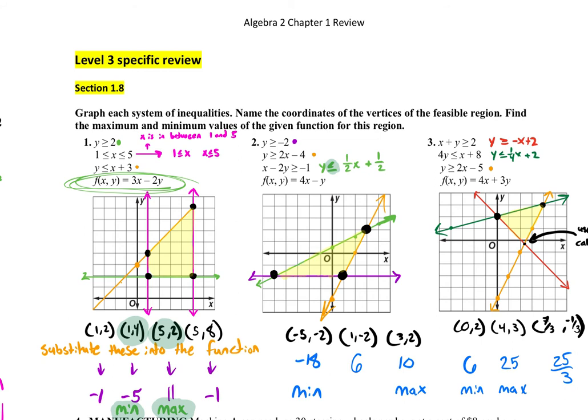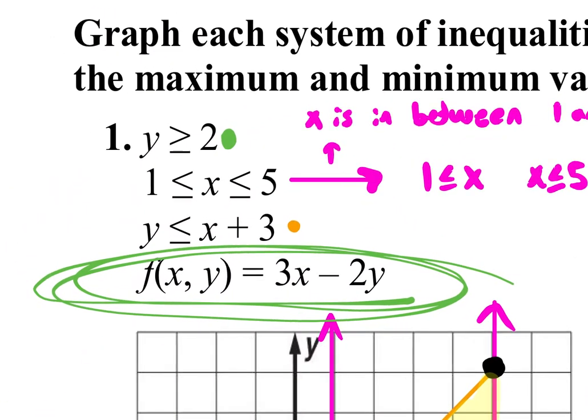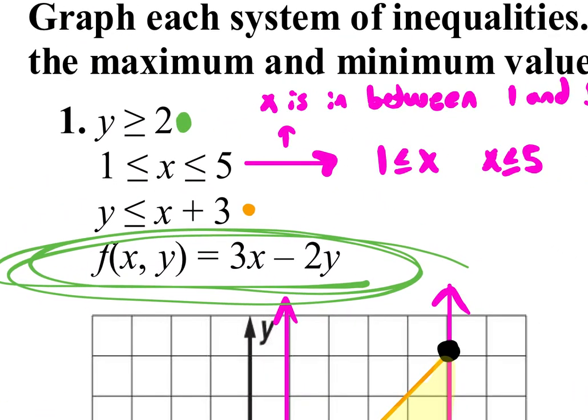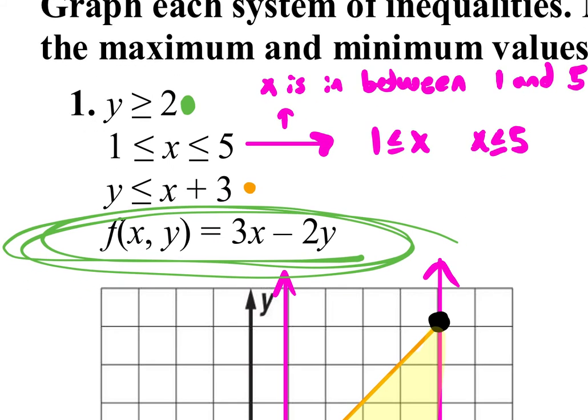So here we're in 1.8. We're graphing the systems of inequalities, finding our shaded region that encompasses all of them. On this first one, I set you up with a compound inequality, which you'll see sometimes. I kind of explain what this guy's doing right here. This is basically saying that x is between 1 and 5.